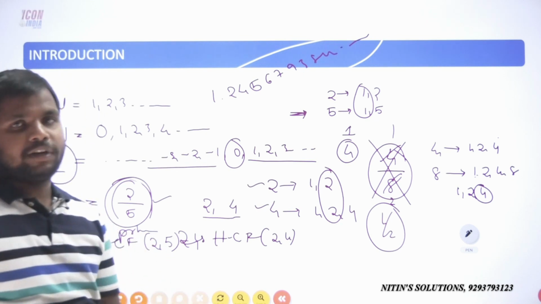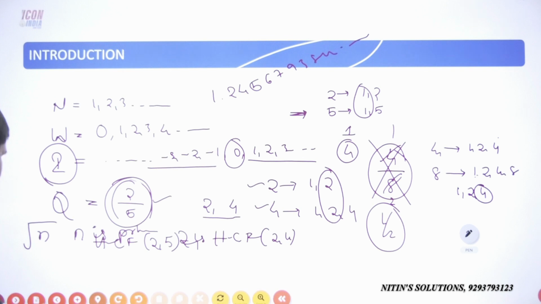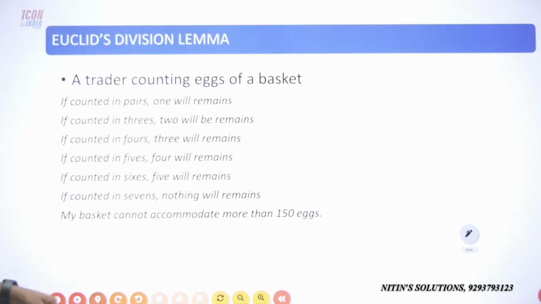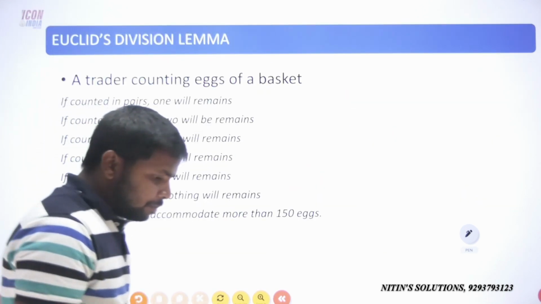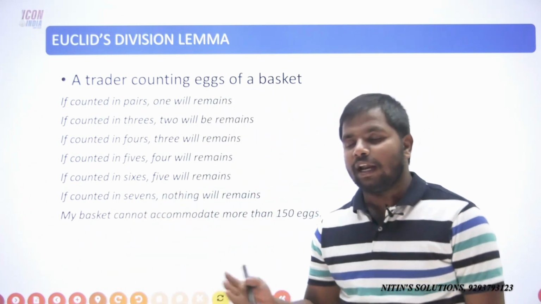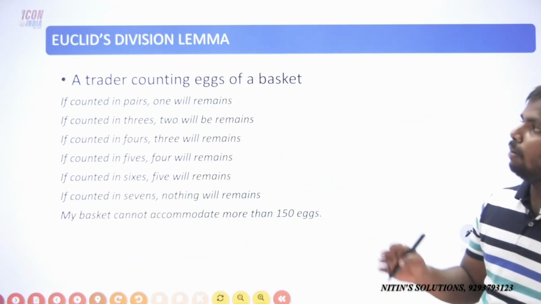Take n is not a perfect square. Yeah, we'll move to the next slide now. So let me give a simple example regarding the Euclid division algorithm. After that, we will go with the actual problem and actual definition.